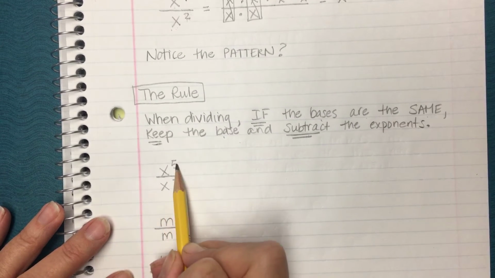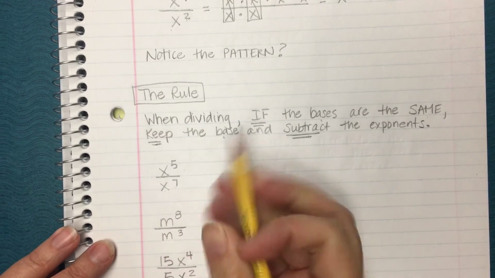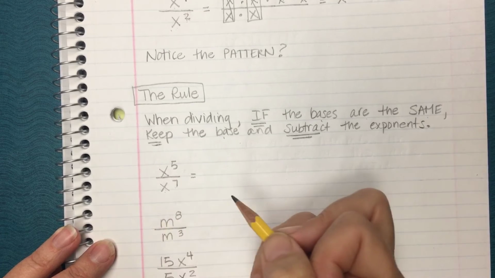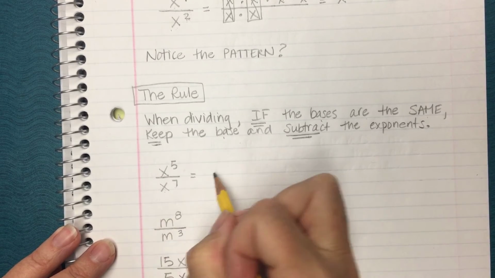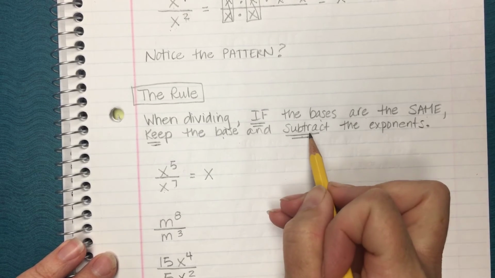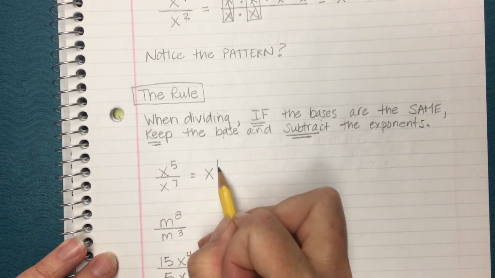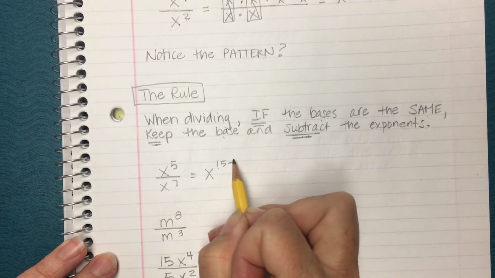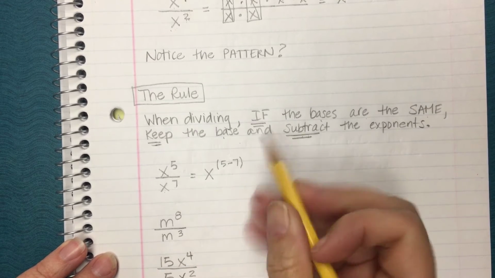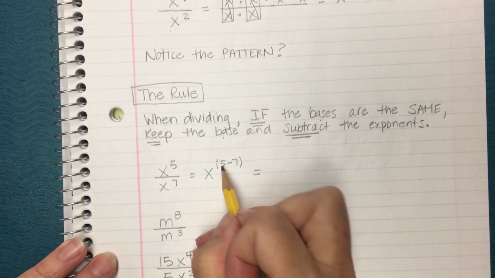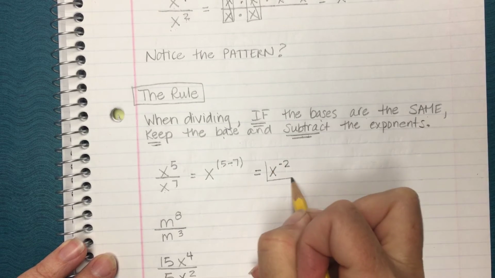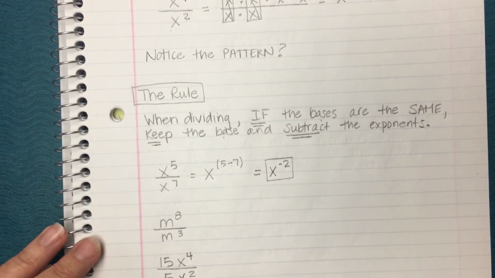Notice in this one I have x to the 5th divided by x to the 7th. I know that if I have the same base, they both have a base of x, I'm going to keep my base, so I'm going to write x. And then I'm going to subtract the exponents. Now, order does matter, so you write the numerator and subtract the denominator. That sometimes will leave you with a negative exponent, and that's okay. 5 take away 7 is a negative 2. And right now, that's where we stop.